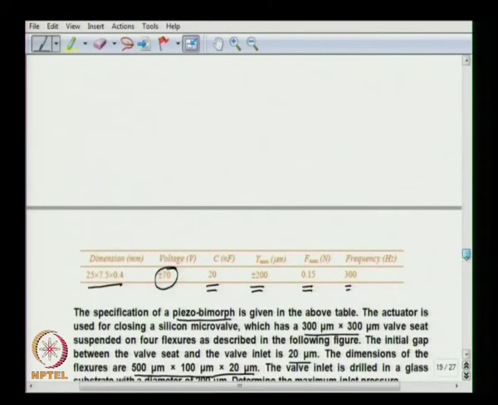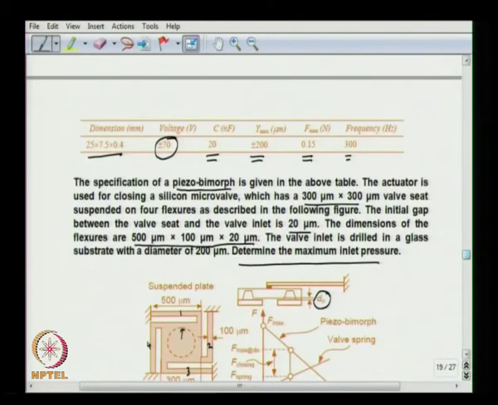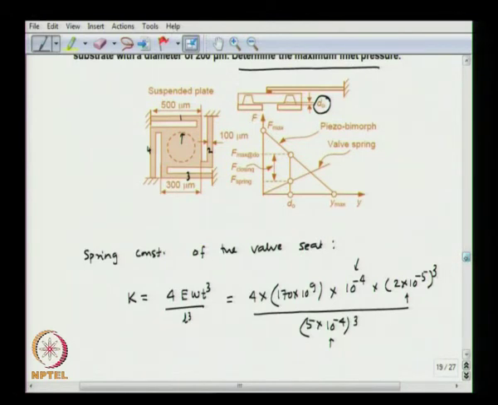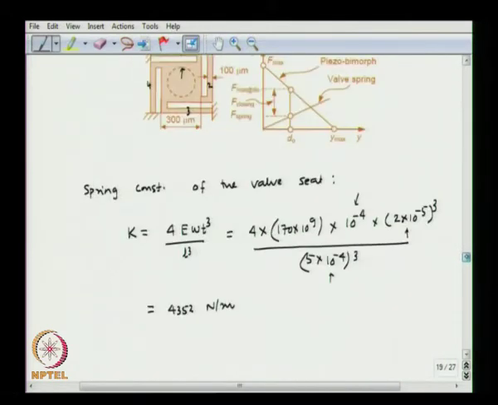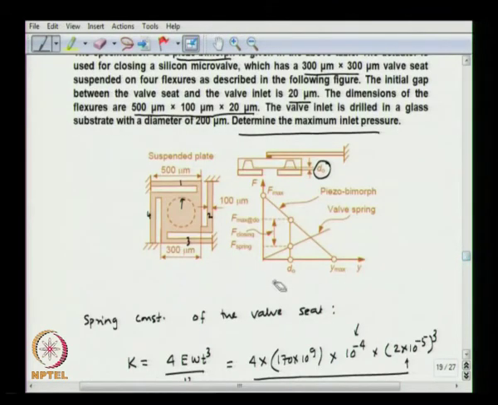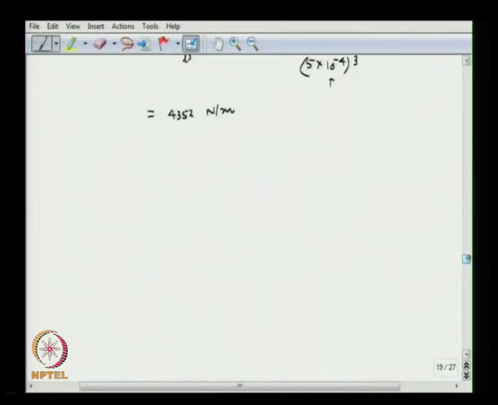So this is 500 micron for L, the width is 100 micron, and the thickness is 20 micron, so 2 into 10 to the minus 5. So we get K as 4352 Newton per meter. So the characteristics are shown here as we described. So force and displacement of the piezo bimorph are inversely related and the valve spring force will increase with deflection.